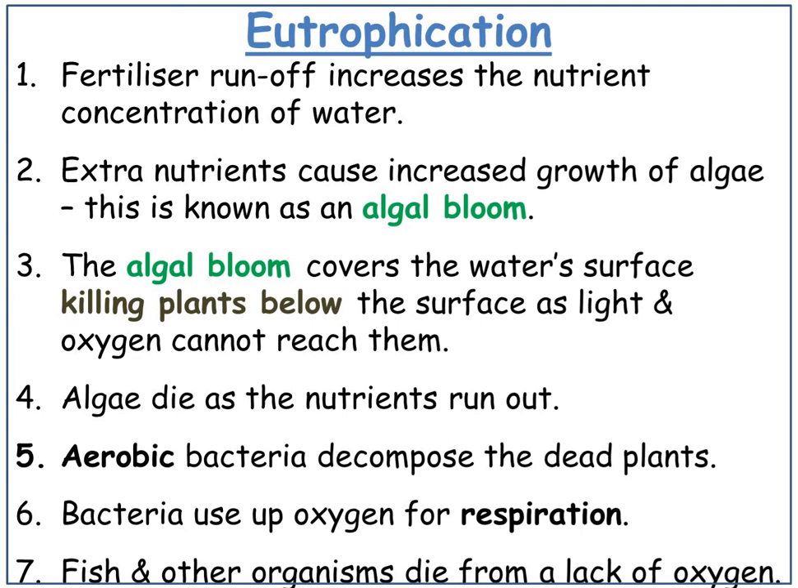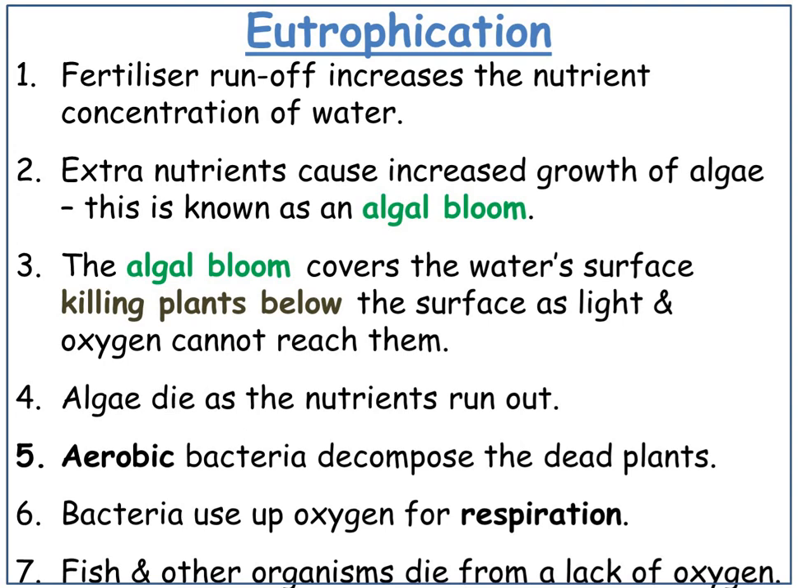So I'll just run through that again. First of all, the fertiliser increases the nutrient concentration of the water. The extra nutrients increase the growth of the algae, known as algal bloom. The algal bloom covers the surface of the water and blocks off the light, so therefore the plants underneath die. The algae also die because the nutrients run out.